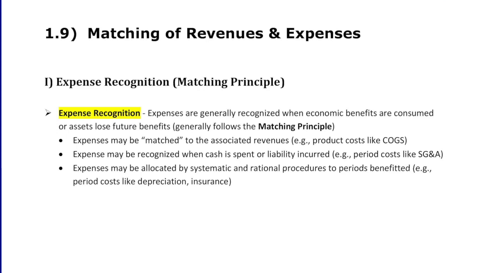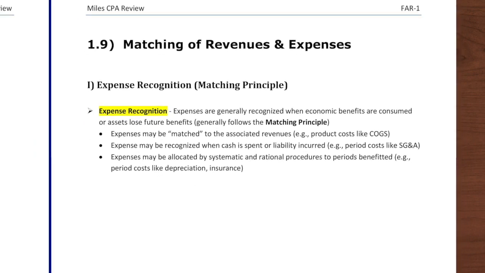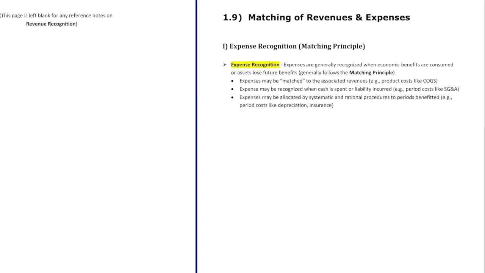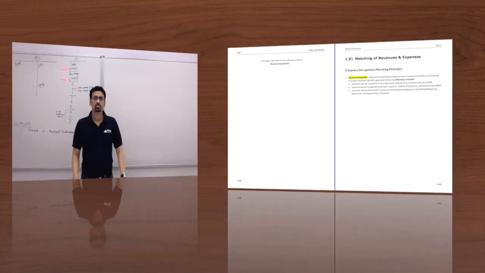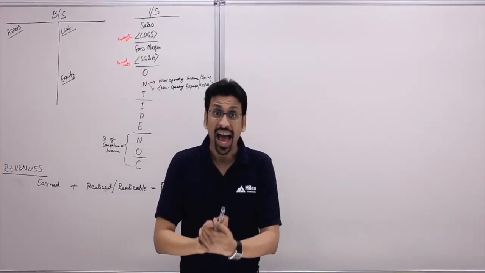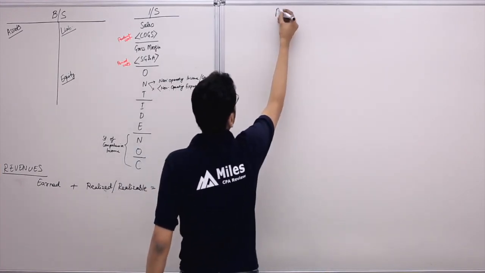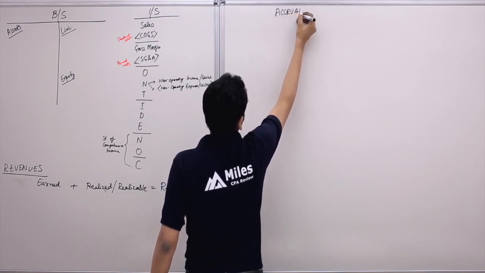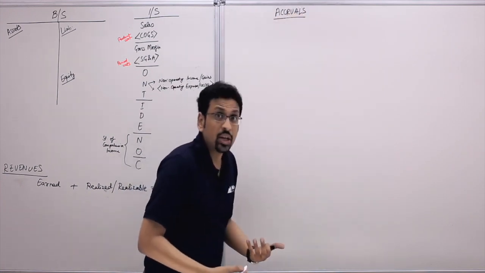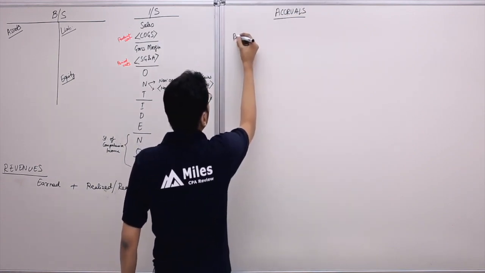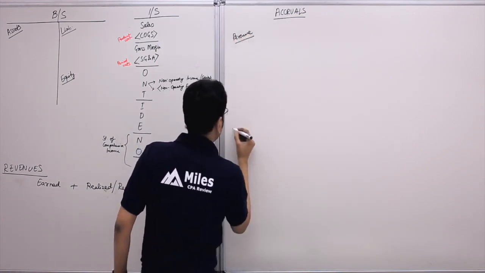Or expenses may be allocated by systematic and rational procedures to periods benefited. For example, period costs like depreciation or insurance. Now we look at accruals and deferrals. First, let's talk about accruals. For accruals, it could be accrued revenue or it could be accrued expenses.